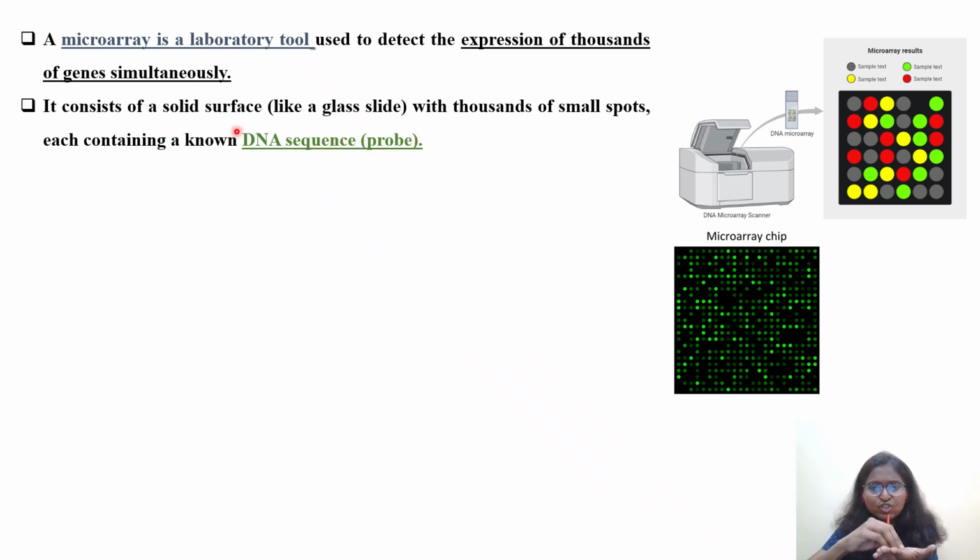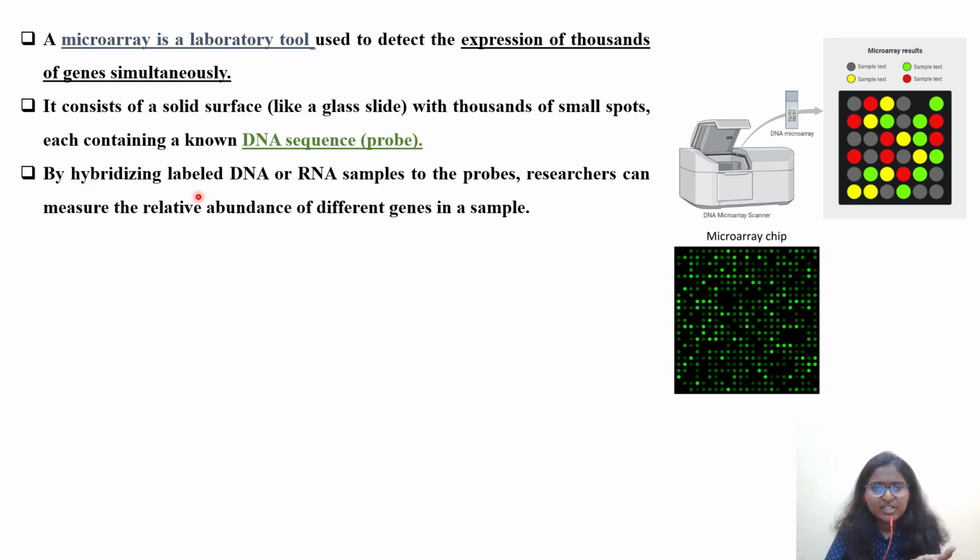Okay, with thousands of small spots like this here, each containing a known DNA sequence. Because of the advancement in genetic technology, we are able to identify it. Now this slide already contains the spots, each containing a specific DNA sequence probe, already present on this particular mounted slide.